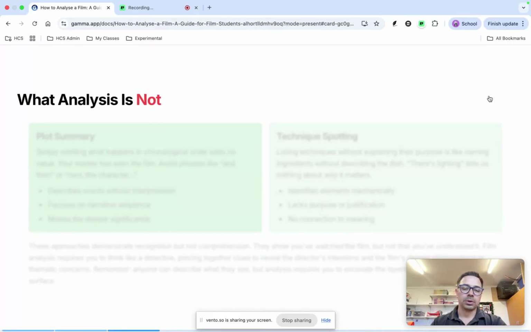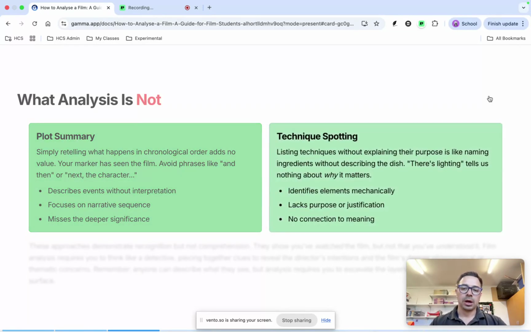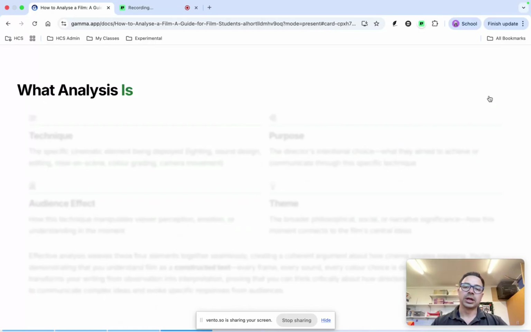Now, let's go into what analysis is definitely not. It's not just a plot summary. Okay, so if you're just summarizing the plot, you're not analyzing. If you are spotting techniques, you're also not analyzing. Okay, you have to go far beyond that. These are elements of analysis, but they are not analysis in entirety. So when we look at analysis and what it actually is, let's break it down.